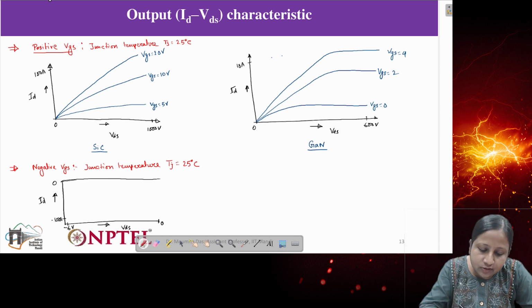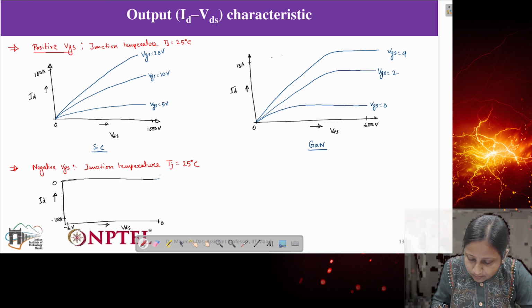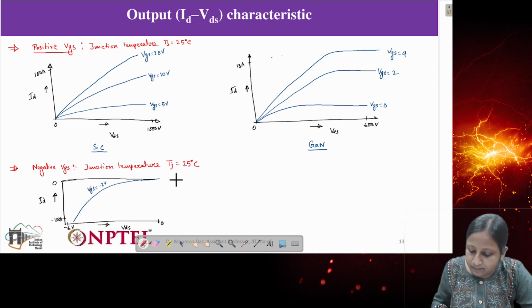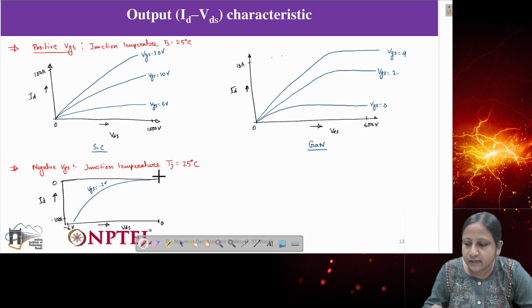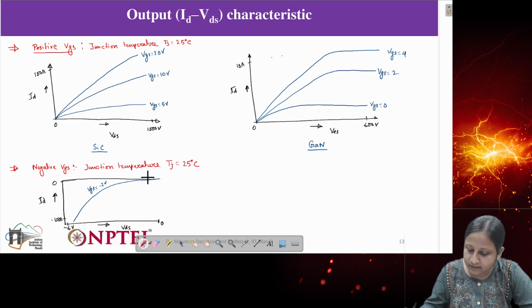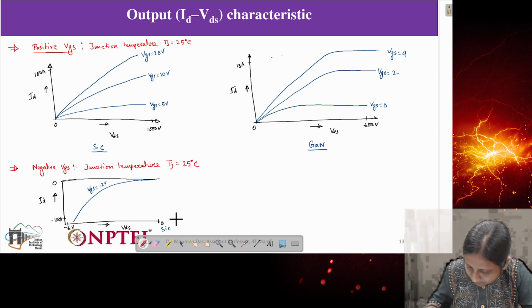So if we consider some VGS voltage level, let's say initially we are providing VGS equals minus 2 volts. Similarly, if we provide VGS equals minus 4 volts, we can get sets of characteristics. This is with respect to the silicon carbide device.